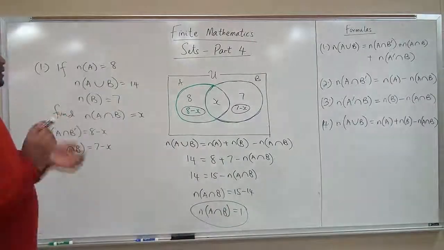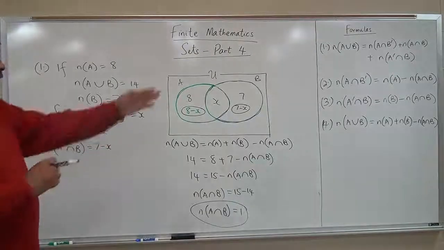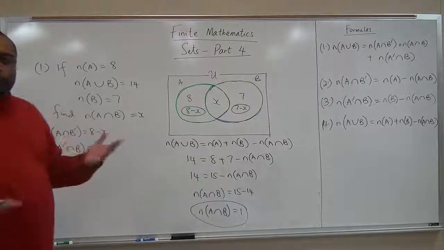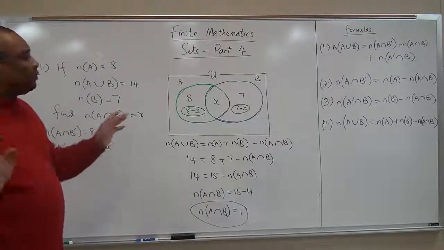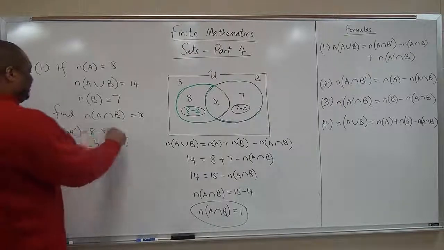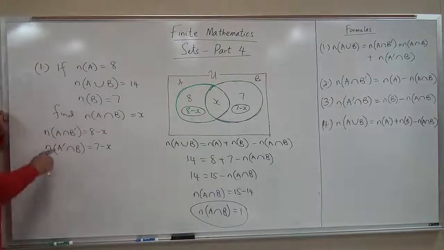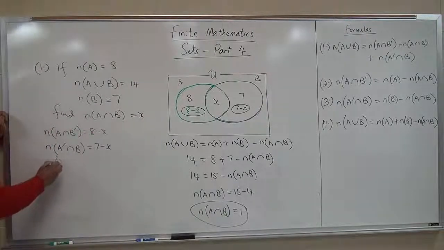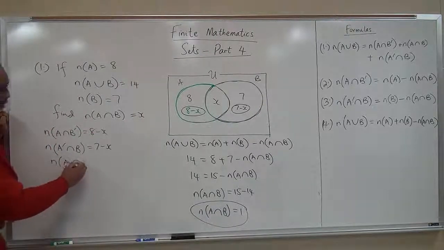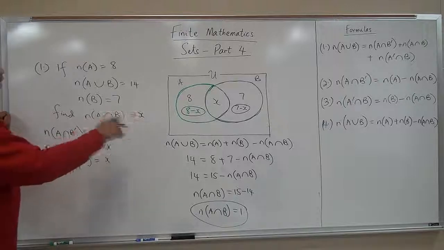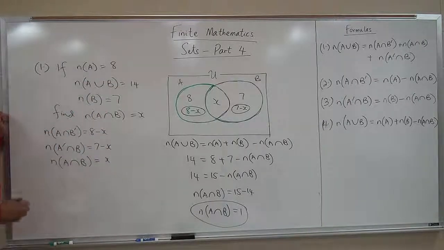If you want to use that formula, that works. But if you still want to finish it using Venn diagrams, we find that cardinality of A intersect B prime is 8 minus x. Cardinality of A prime intersect B is 7 minus x. Cardinality of A intersect B is x. If you sum this up, it gives you cardinality of A union B.